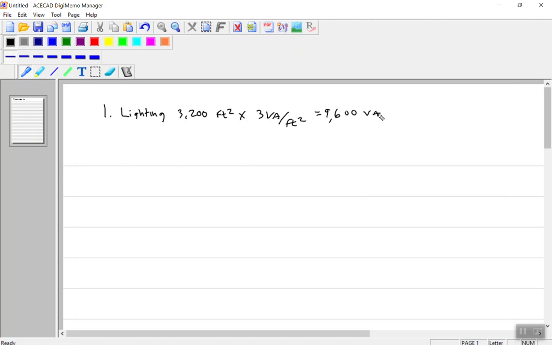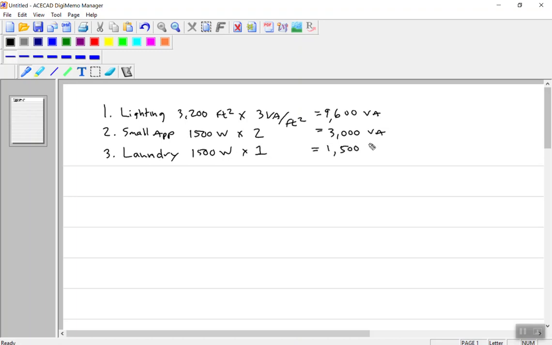Write that in your notes: 9,600 volt amperes. Next thing is our small appliance. Small appliance, if it's a dwelling, is required. Small appliance is 1,500 watts, but you need 2 circuits, so times 2. That's equal to 3,000 volt amperes. It is a requirement in a dwelling. Number 3, the laundry: 1,500 watts again for that circuit, but there's only 1 of them. So of course 1,500 on our tally.